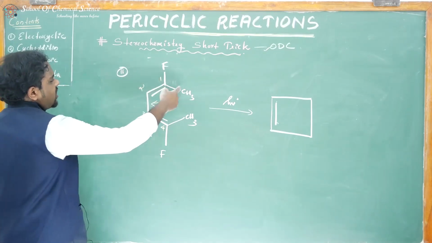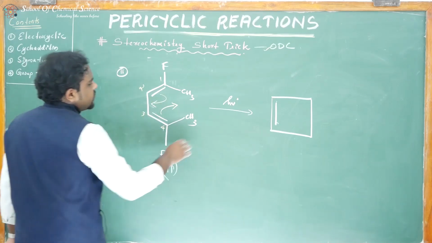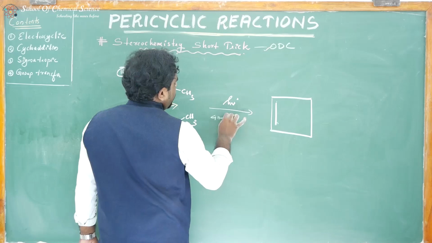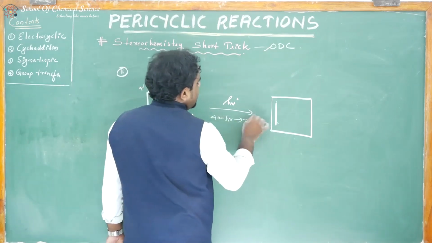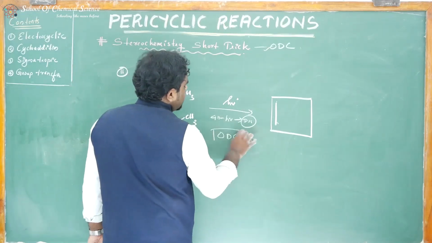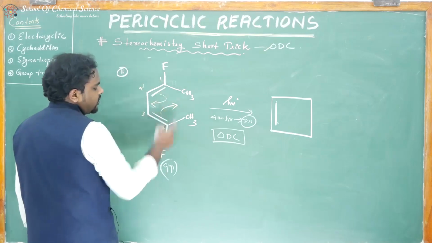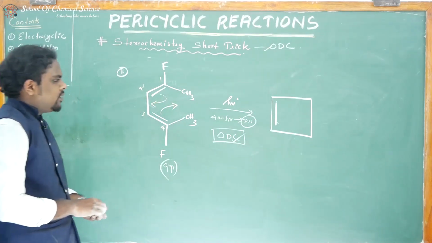So you have to predict the stereochemistry. These two fluorines are in opposite directions. The system is 4n. 4n photochemical means disrotation (4n thermal is conrotation). So follow the ODC rule: substituents opposite, rotation is dis. So definitely the stereochemistry will be cis.